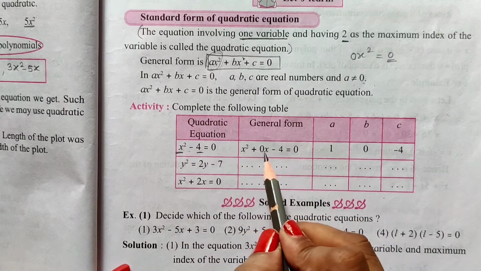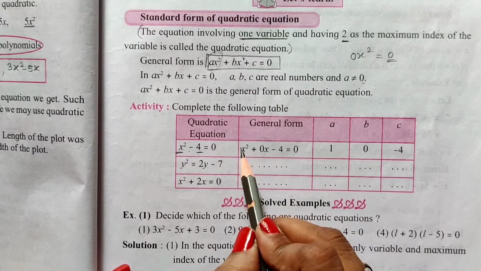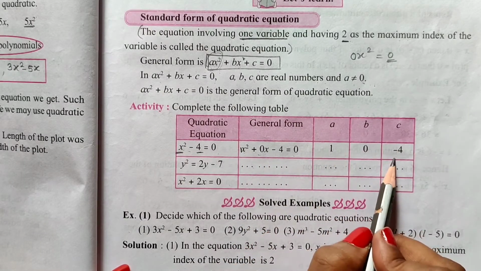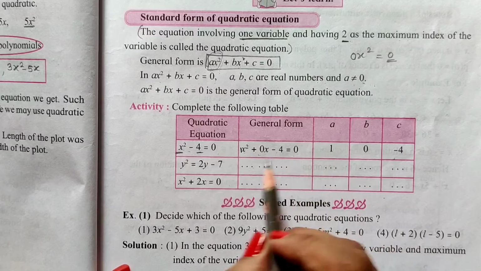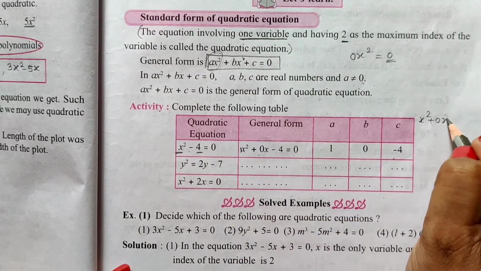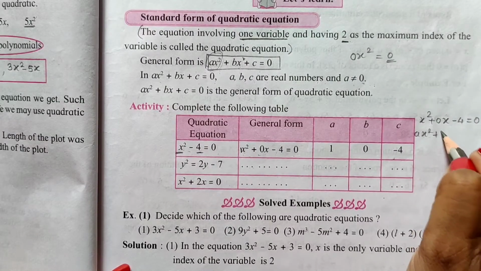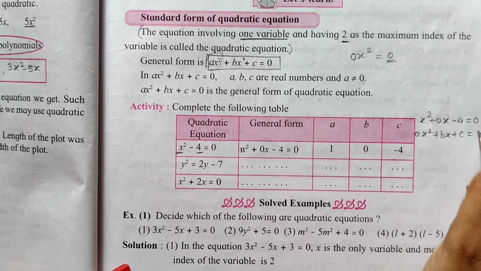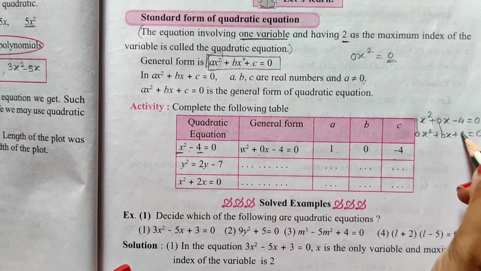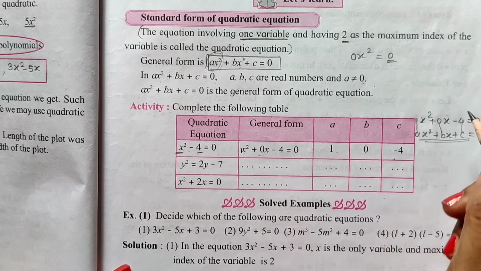So it will be x square plus 0x minus 4 is equal to 0, where the coefficient of x square is a, which is 1, b is 0, and the constant term c is minus 4. If you compare this x square plus 0x minus 4 is equal to 0 with ax square plus bx plus c is equal to 0, then you will see that a is 1, b is 0, and c is minus 4. In this way we will have to compare, and we can write the values of a, b and c.